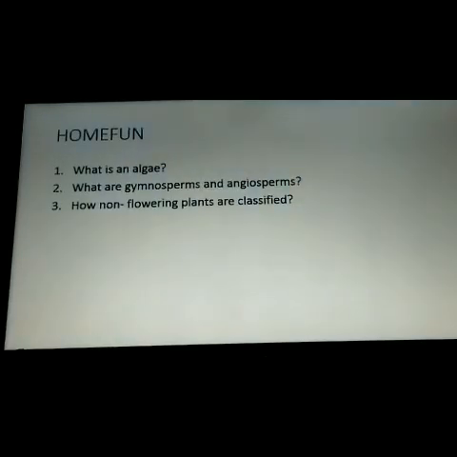Now let us move into today's homework. The first question is, what is an algae? The second question, what are gymnosperm and angiosperm? And the third question, how are non-flowering plants classified?